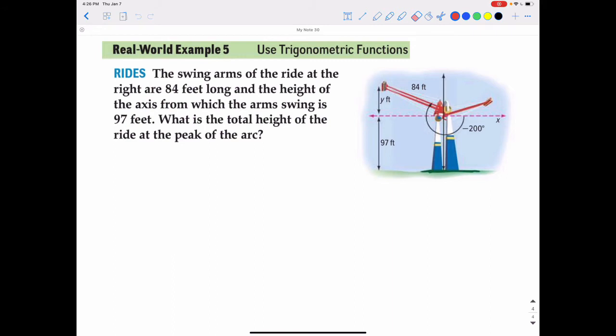So in order to figure out how high the barn swing goes, we need to use trigonometry. So the swing arm is right here, and it is indicative of the terminal side. We'll still use our initial side in the same position as it normally is. And notice it creates a -200-degree angle. So if I were to place that on a coordinate plane without all the pretty pictures there, it would look like this.